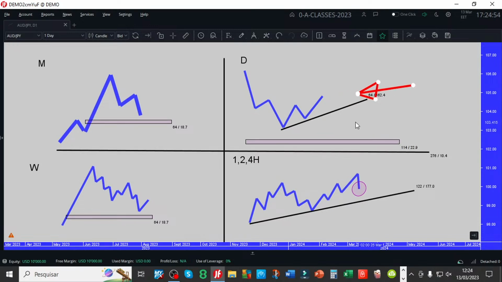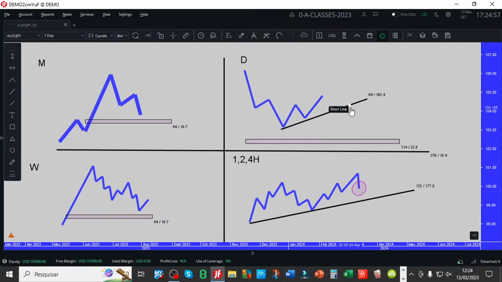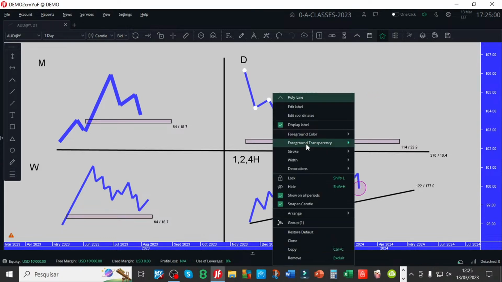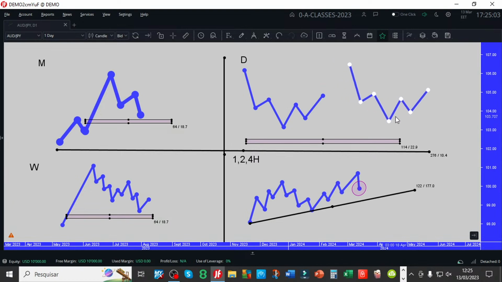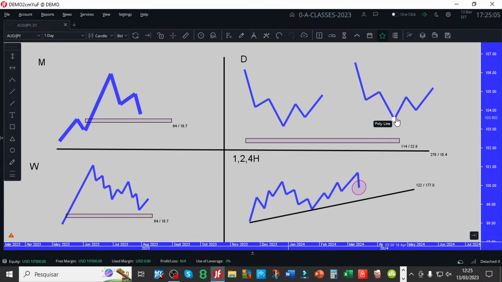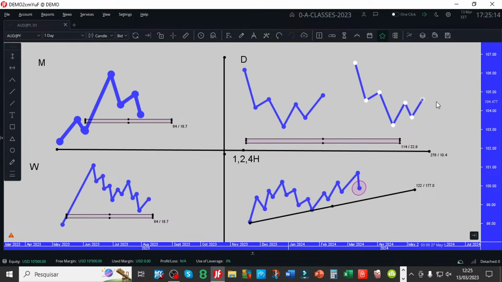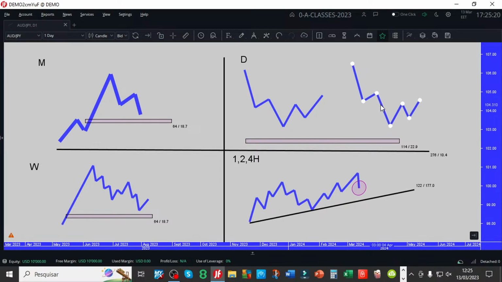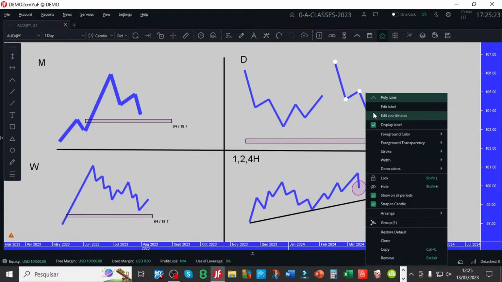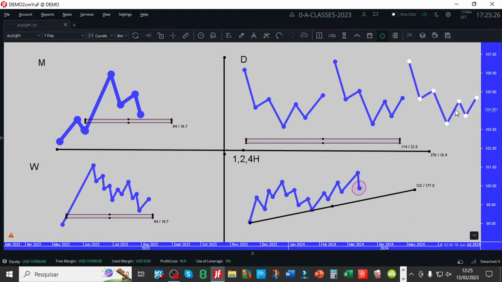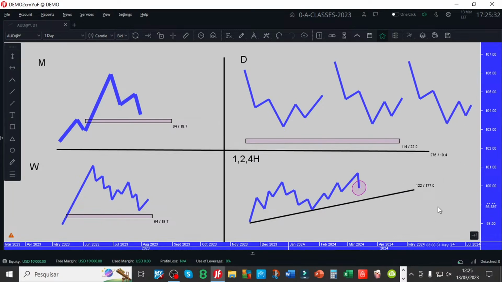If the daily chart is like this, let me see if I can make it, or if the daily chart, everybody, is like this, it makes all the difference. And the third example, you know, is like this. You have 3 different examples from the multiple time frame trading.